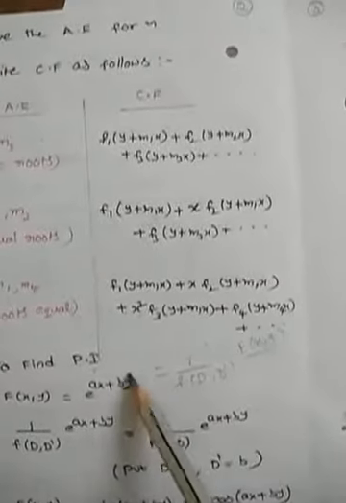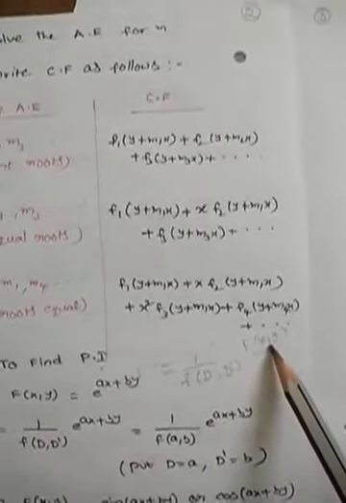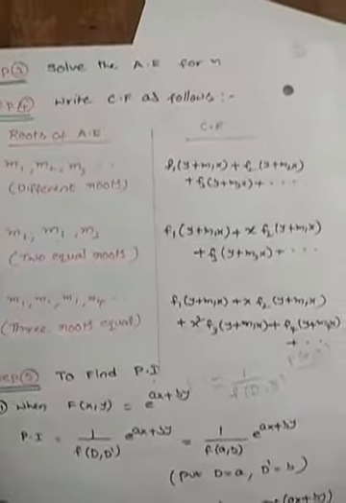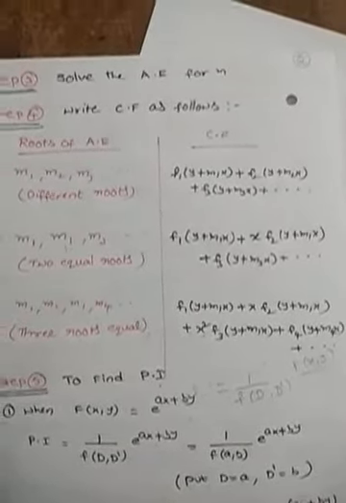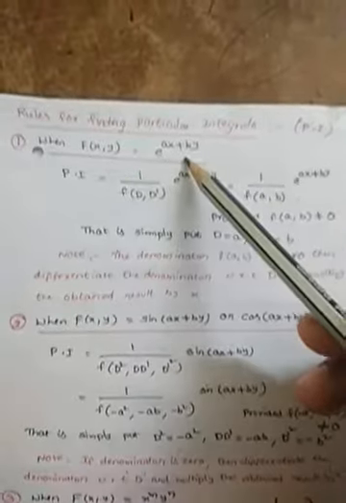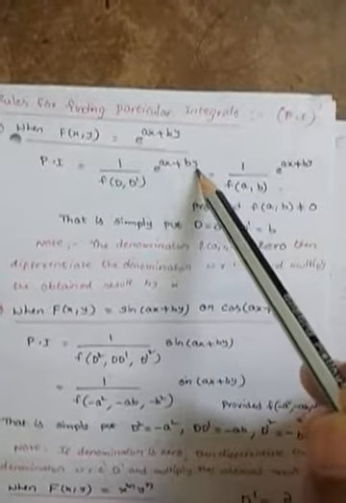In the next step we have to find the particular integral. The particular integral formula is PI equal to 1 by f of D, D dash times f of x, y. Depending upon the right hand side of the equation, the particular integral can be computed as follows. Suppose the right side of the equation is an exponential function, then the particular integral is 1 by f of D, D dash e power ax plus by.